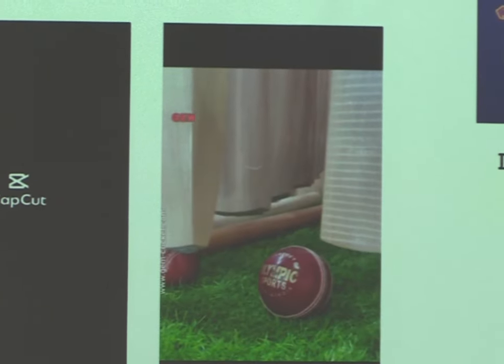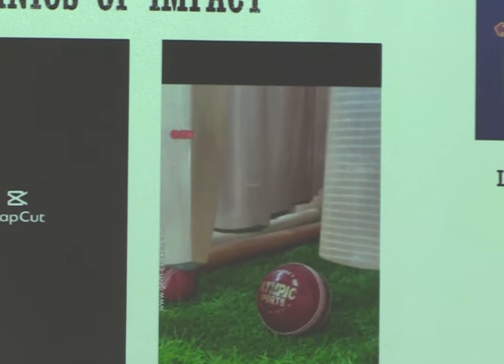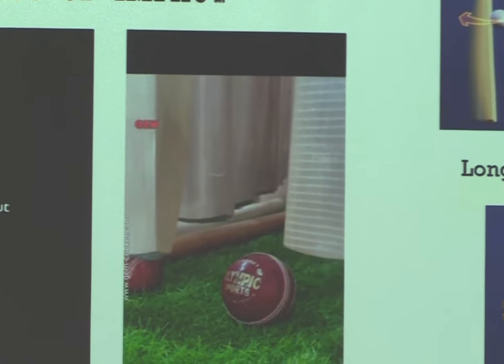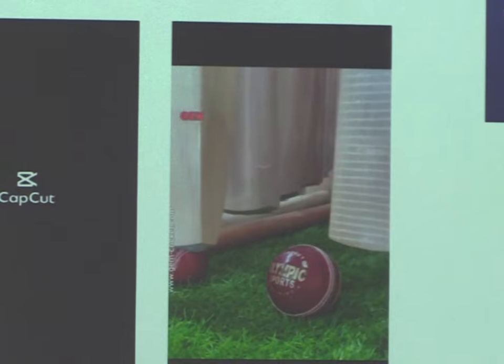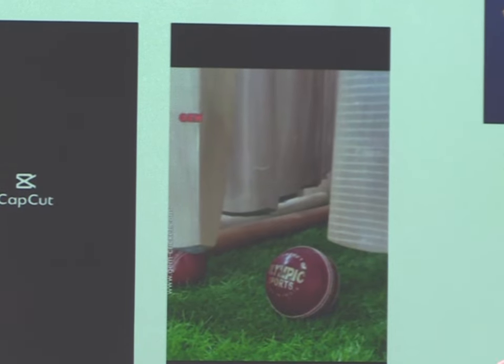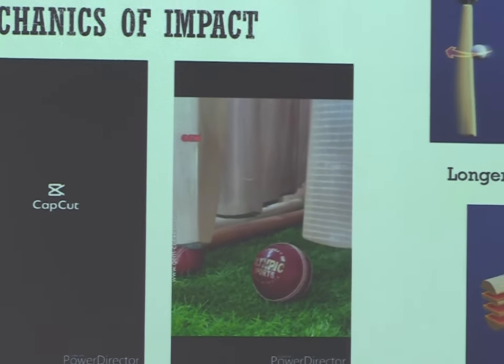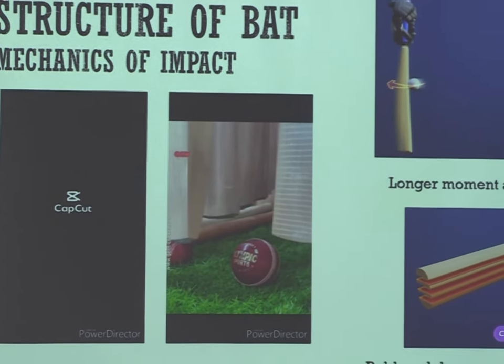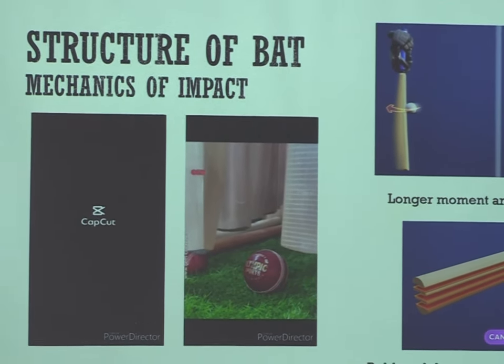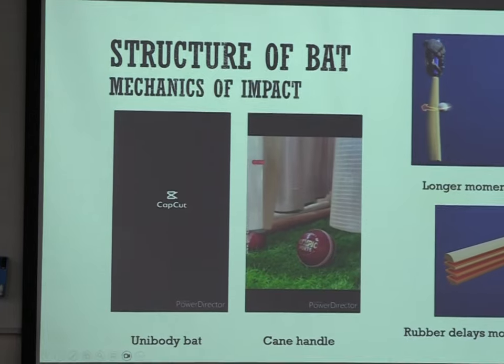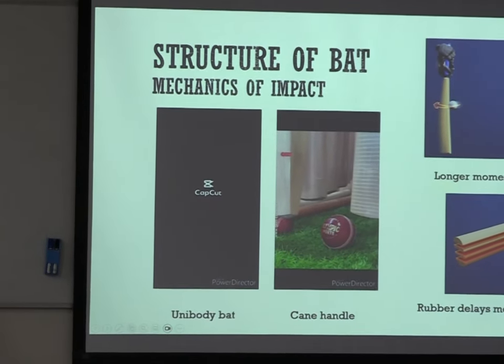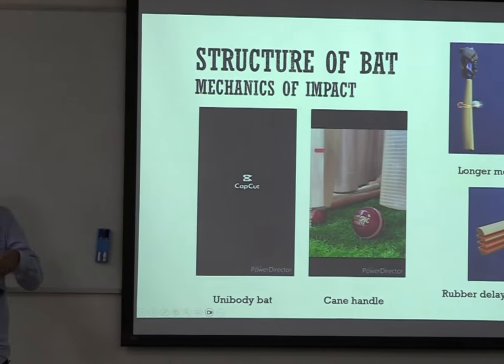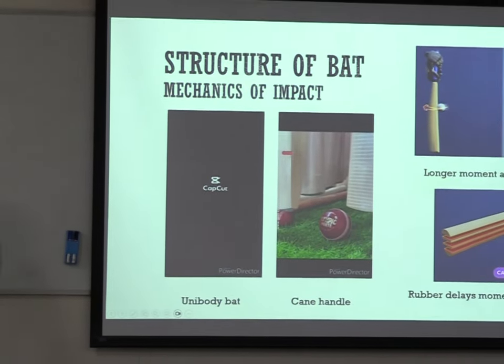Now in more advanced bats, the cane is itself not just a piece of log like this, it is actually cut out like this, and layers of rubber are put in between them, and then it is compressed back. What it helps with is when the ball hits the bat, these rubber coatings help absorb that vibration or shock, so the batsman doesn't feel a jerk.